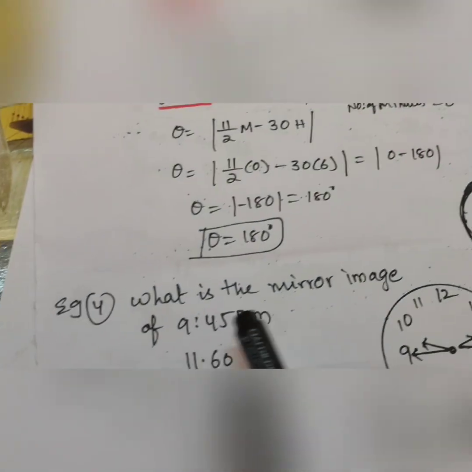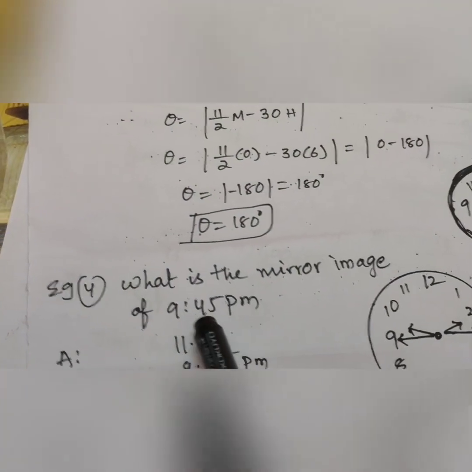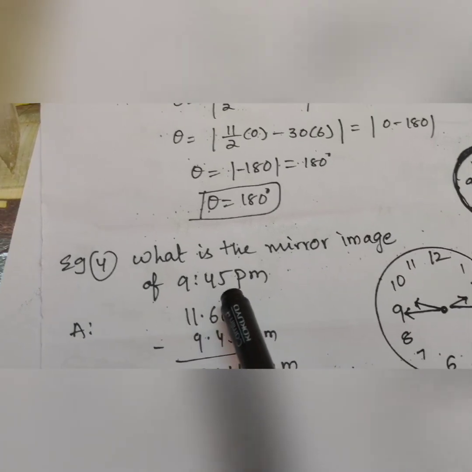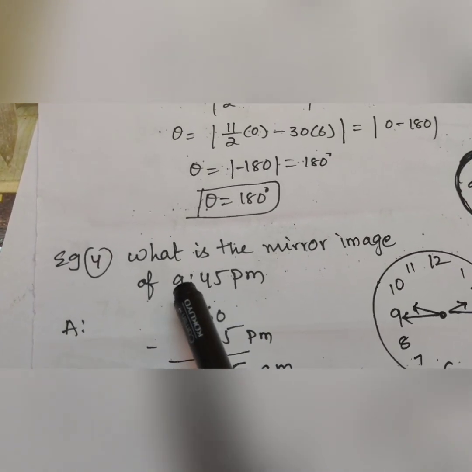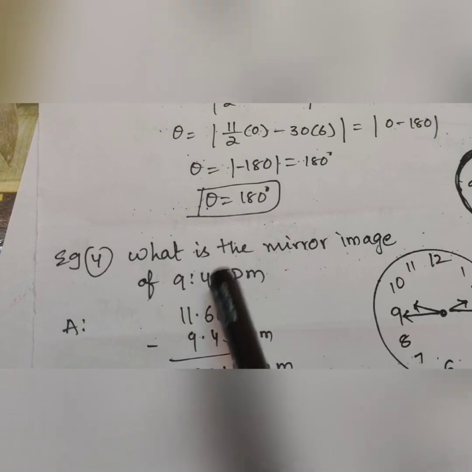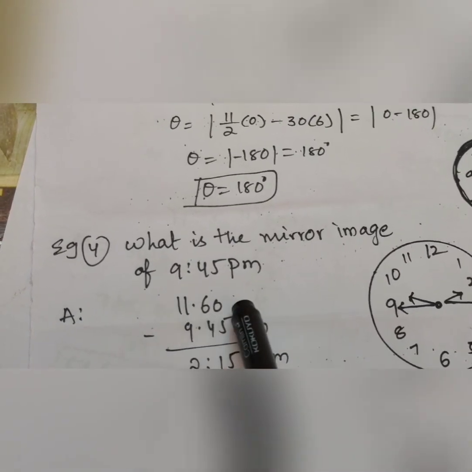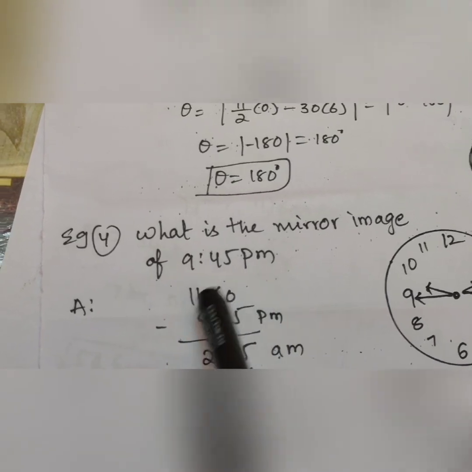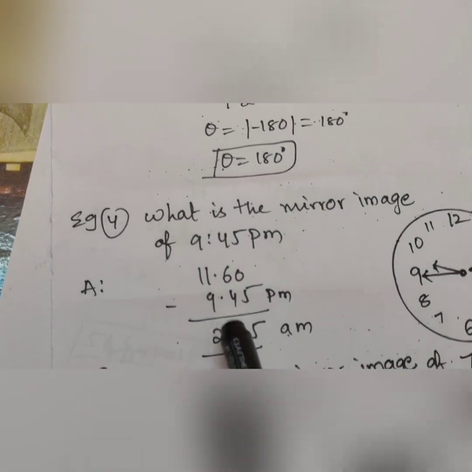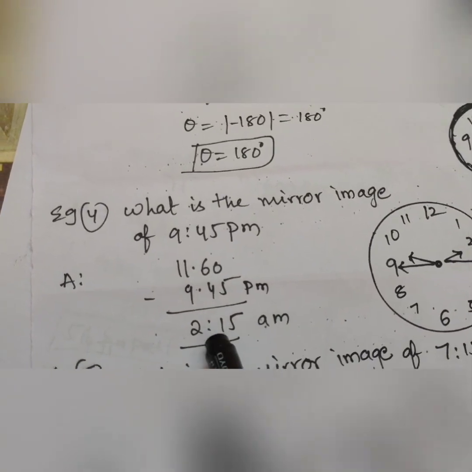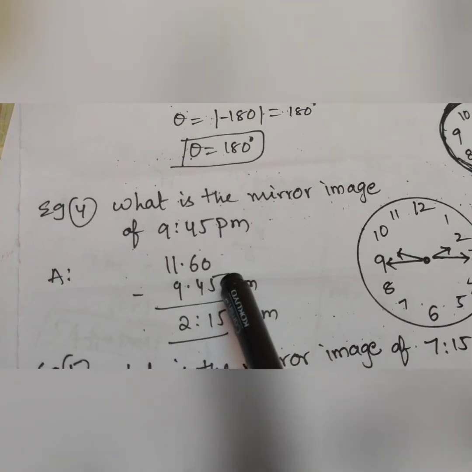Okay. So here we need to find the mirror image of 9:45. What is the mirror image of 9:45? So in order to find the mirror image at any time, that time we need to subtract from 11.60. So from 11.60 we have to subtract the given time. So we will get the result as 2:15. So this is the mirror image of 9:45.